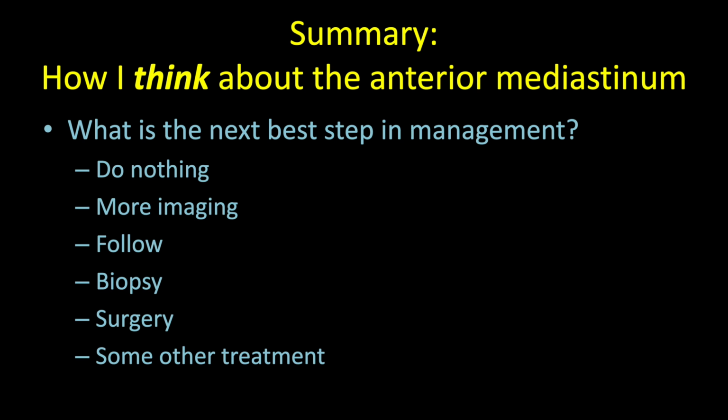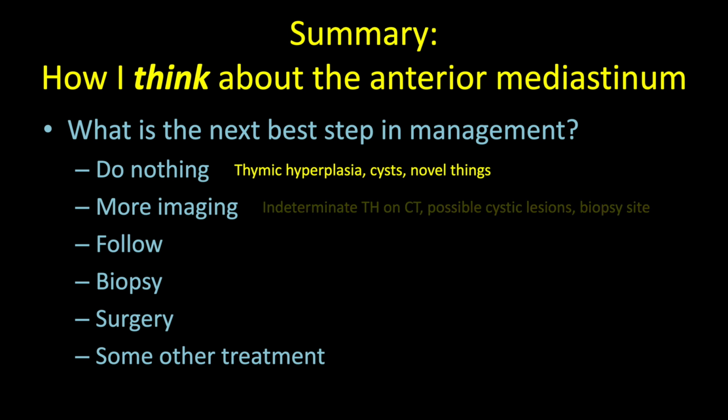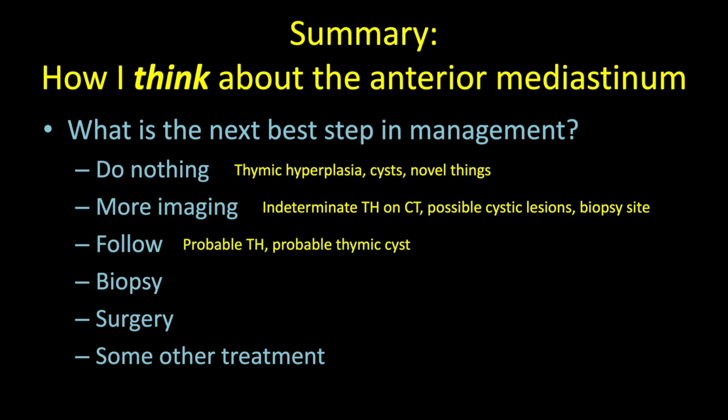Okay, and we talked about these different management schemes, do-nothing lesions, thymic hyperplasia, cysts, and some of those novel things I just showed you, like that hematoma in the anterior mediastinum. Sometimes you may want to do more imaging, right? You get that indeterminate thymic hyperplasia that I showed you an example of. Some possible cystic lesions, one that might have a smooth rim of enhancement but not definite nodularity. You may want to follow that. Or something to look for a biopsy site, and I showed you examples of that as well. Some lesions may require follow-up, probable thymic hyperplasia or a probable thymic cyst.